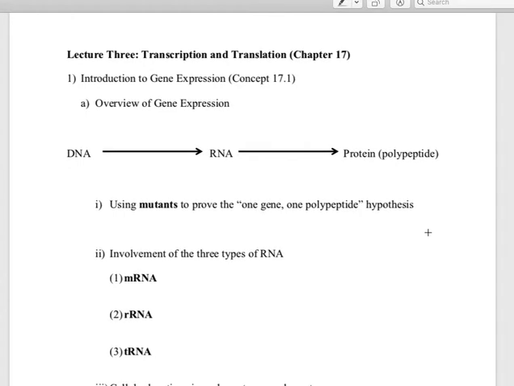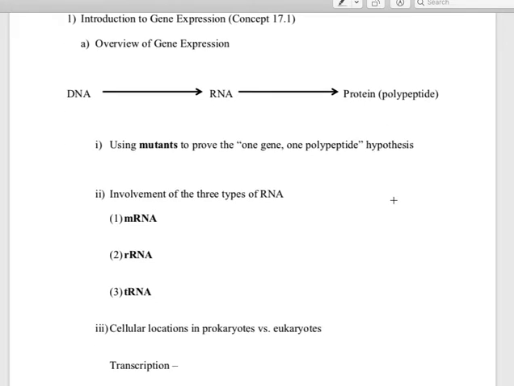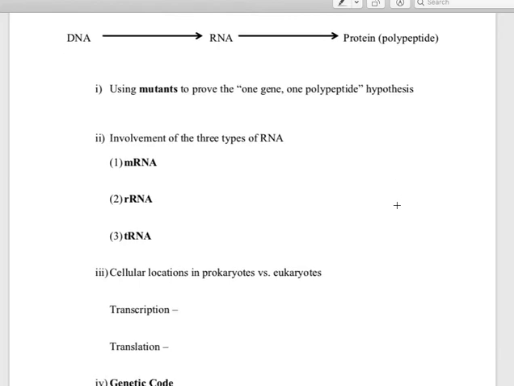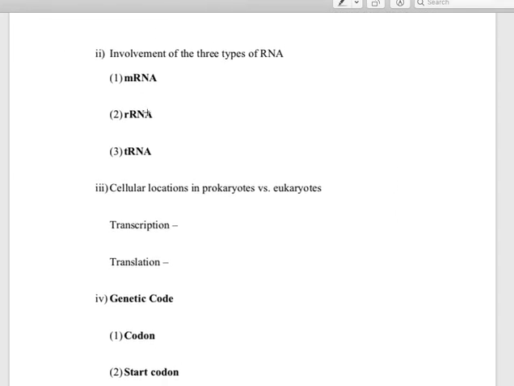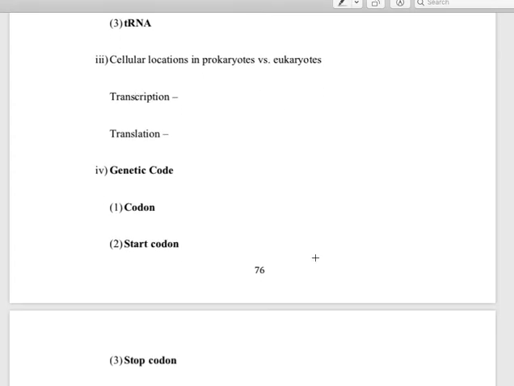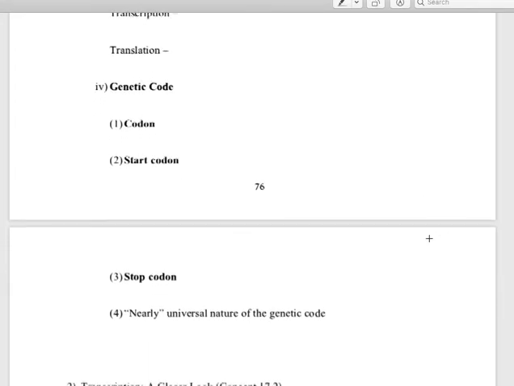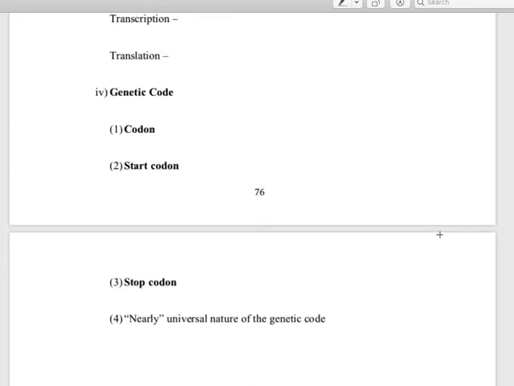All right, so before we left for spring break, we started transcription and translation. So this is lecture 3 within unit 3. We've done the introduction already, talked about the general processes of transcription and translation. We talked about the 3 different types of RNA, where these transcription and translation happen in prokaryotes versus eukaryotes. And then we covered an introduction to the genetic code.